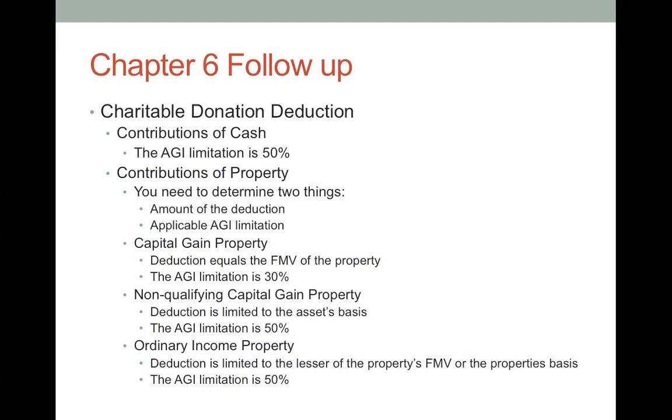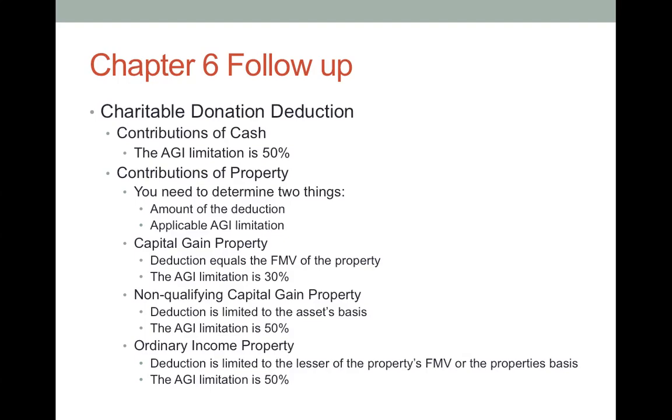that isn't aligned with the mission of the charity. So the biggest example that you'll see in your homework and potentially on the exam, something that would be non-qualifying capital gain property would be, again, artwork that you donate to the United Way or Big Brothers Big Sisters, and you know that this organization is not going to display the artwork. They're going to sell that artwork, get the cash, and use the cash for the charitable purpose of the organization.